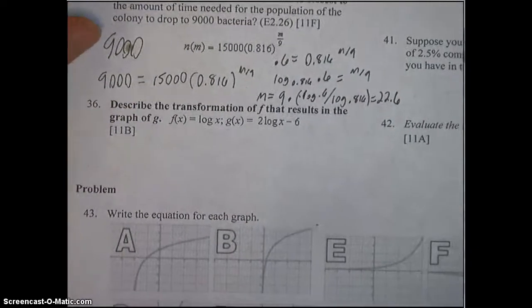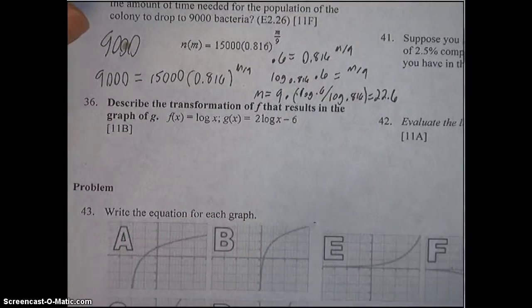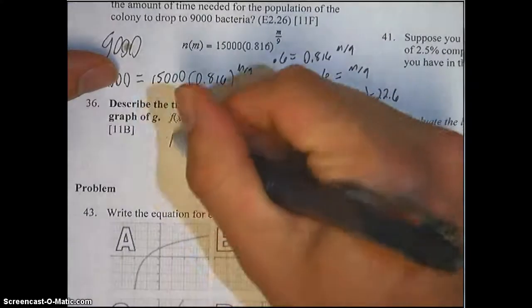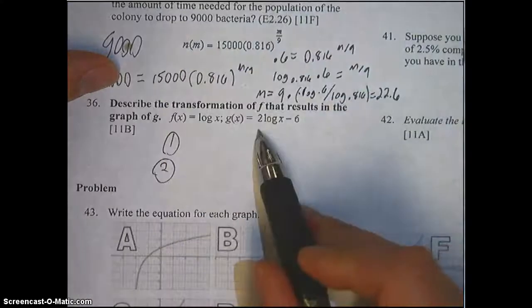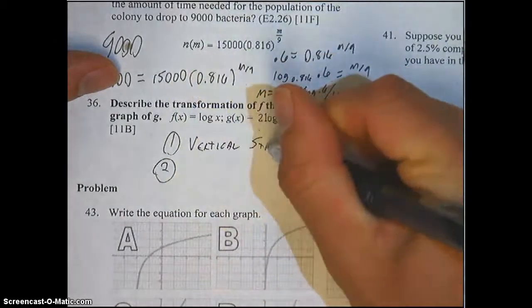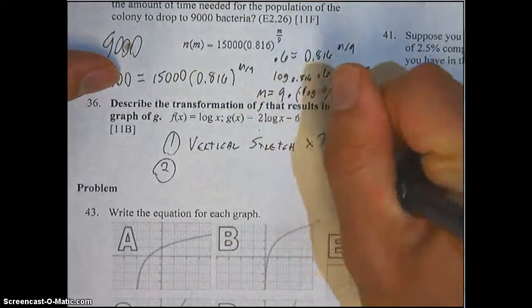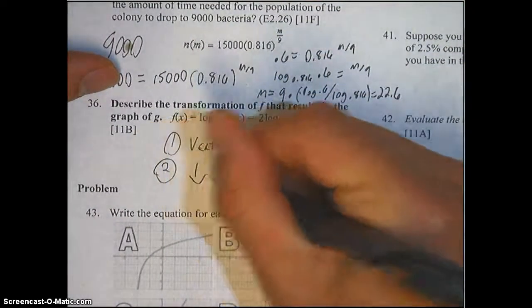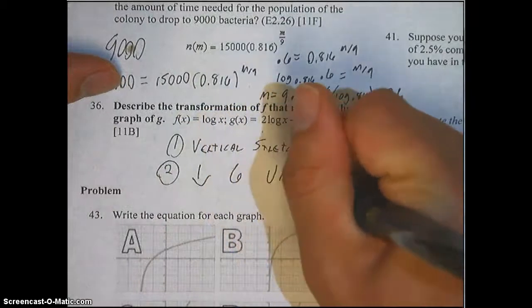36. Describe the transformation that results in the graph of g. We've got f of x equals log x and g of x equals 2 log x minus 6. So I see two transformations. One of them has to do with the 2. That's a vertical stretch by a factor of 2. And that minus 6 shifts it down 6 units.